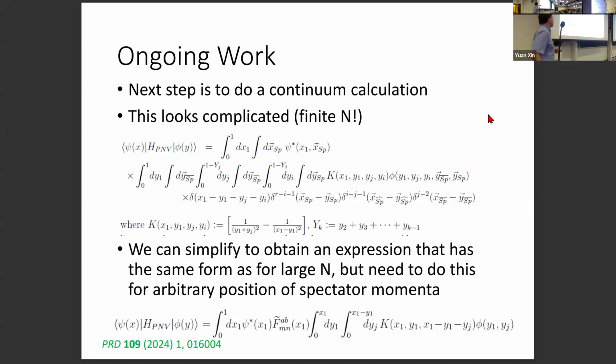So this is ongoing work, as I said. This looks initially a little bit forbidding because it's a finite n, but it turns out we can simplify this greatly, and it looks right now to me at least just like a generalization of work that I've done before at large N. It just needs to be generalized in the sense that it can insert spectator momenta at will anywhere in the wave function, and that is, coding wise, a little tricky.